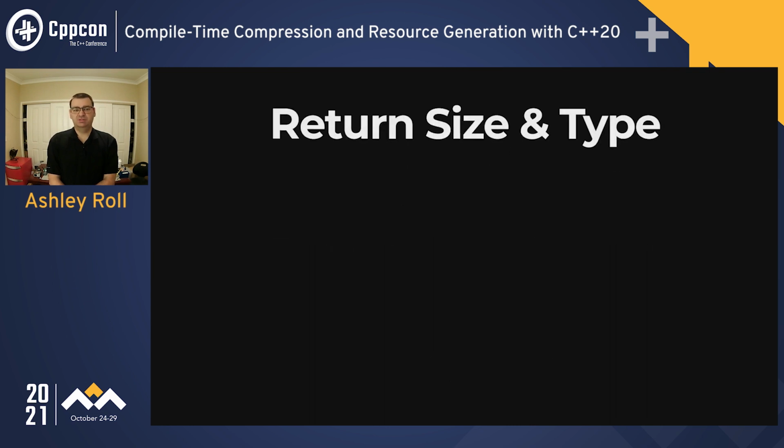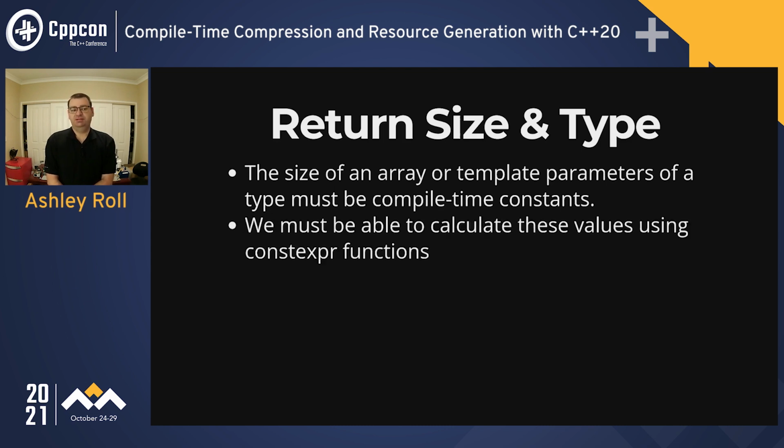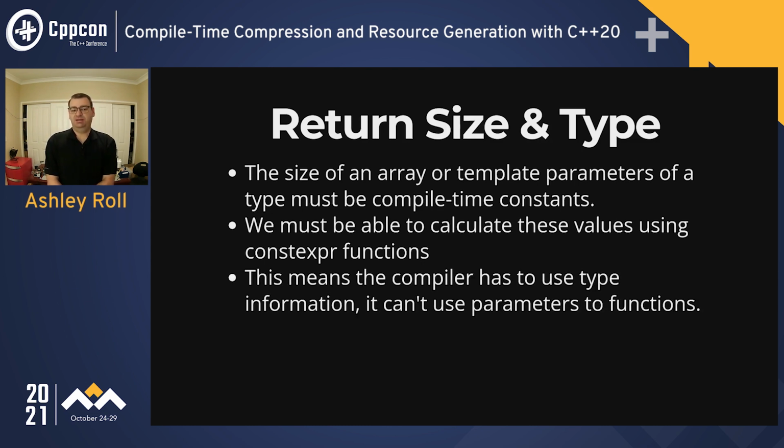So, return size and type. The size of an array or a template parameter of a type must be a compile time constant. We can't calculate a size and then define a type from that. We'll see examples of how we do this in a minute. But unless it's a constexpr constant, we must be able to calculate these values using constexpr functions, and constexpr functions within other constexpr functions that are building the content. It means the compiler has to use type information.